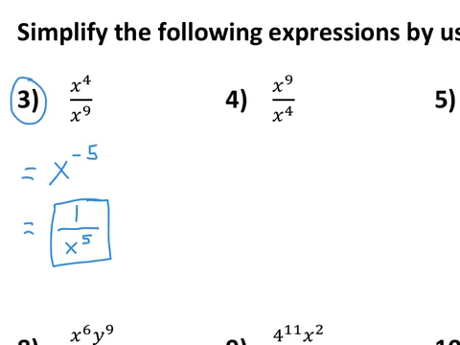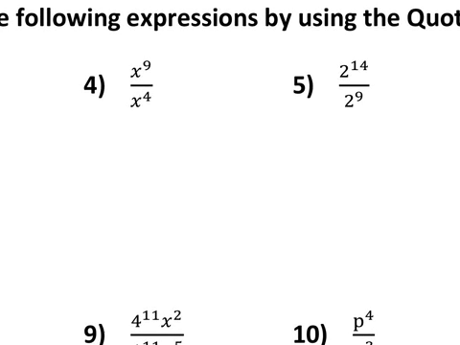Sometimes you don't need to do all that. For example, number 4, they have the same bases again, x, and so our answer is going to have the same base, and then we subtract the exponents. 9 minus 4 is 5. Since we do not have a negative exponent in this answer, this is our final answer. There's nothing else we need to do.